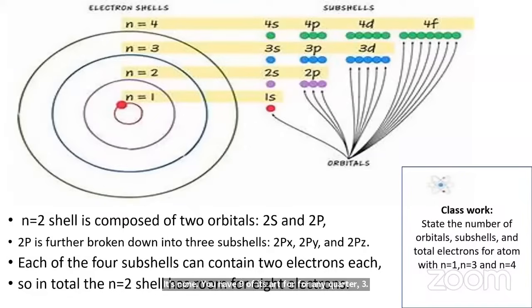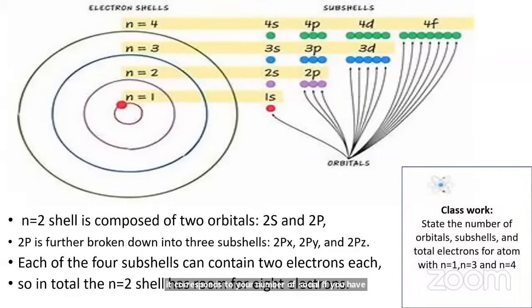Now listen to me. The summary of this is that for any principal energy level number, it corresponds to your number of subshells. If you have the first energy level, n equal to 1, you have 1 subshell.